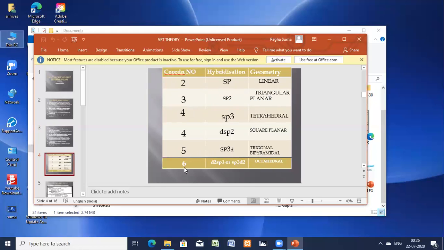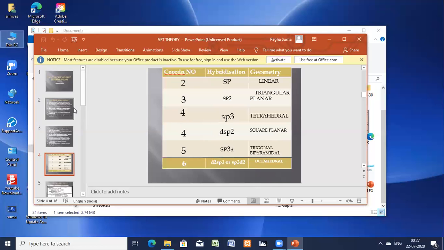Next, if it is 6, then you will have two types of hybridization, d2sp3 or sp3d2. This is the inner orbital complex involvement. This is the outer orbital complex involvement. So the hybridization can be of 2 types, d2sp3 or sp3d2, but the geometry is the same, octahedral geometry. So based on the coordination number, you can give the geometry for the complexes and explain the hybridizations.